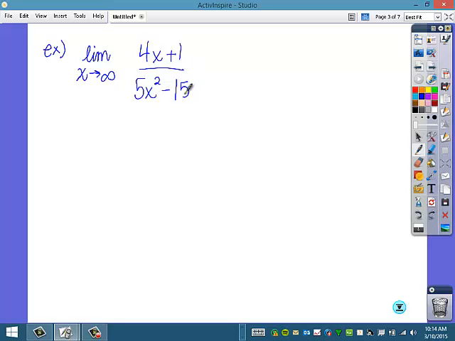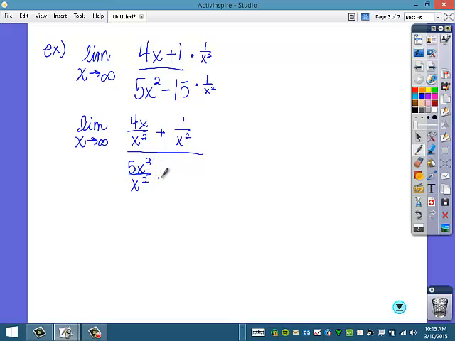Dividing by x squared is the same thing as multiplying by 1 over x squared. So I'm going to multiply by 1 over x squared in the numerator, and I'm going to multiply everything by 1 over x squared in my denominator. So I'm going to have to distribute those. So now I have the limit as x approaches infinity of 4x over x squared plus 1 over x squared, and then 5x squared over x squared minus 15 over x squared.